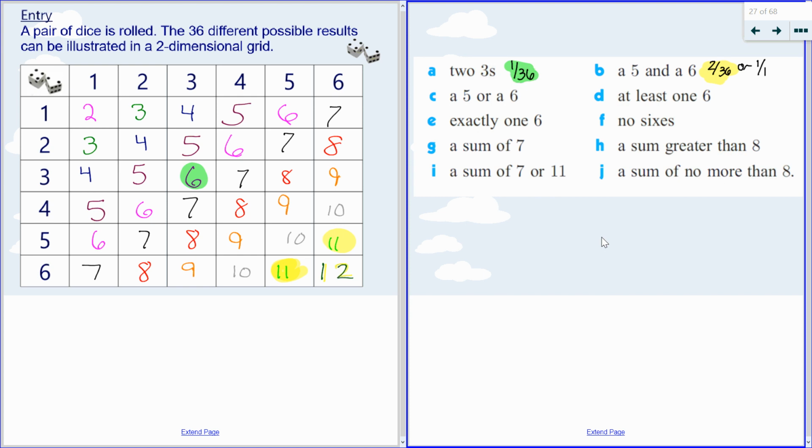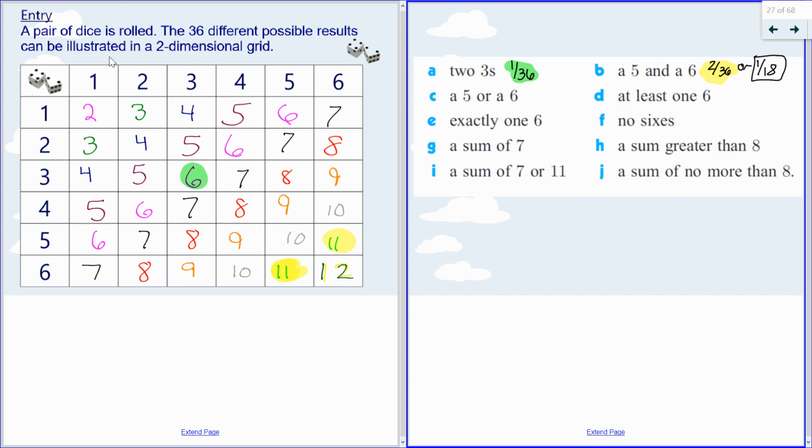Or 1/18 when you reduce it. 2 out of 36. So again, you can get a 6 and a 5 or a 5 and a 6. Now, I always do these pretty much with the grid. I know the grid seems like it's a little extra, but I like it because it really shows me where all these are.